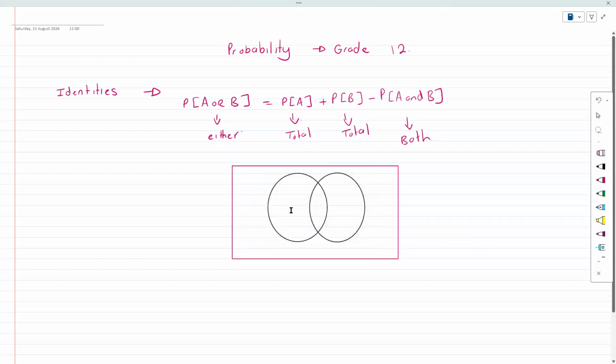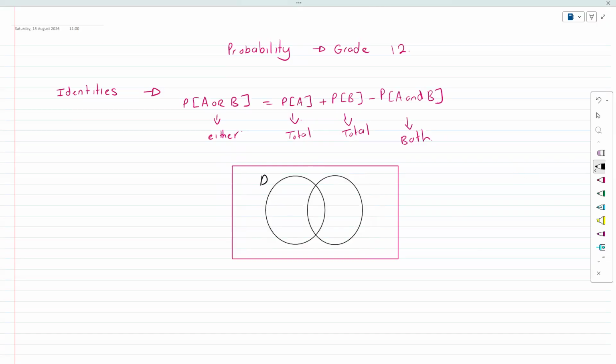Let's just say the probability of somebody that likes dogs is 100, and the probability of somebody that likes cats. I'm using random numbers. I don't really like cats, so I'm making them 10. And this is 20.